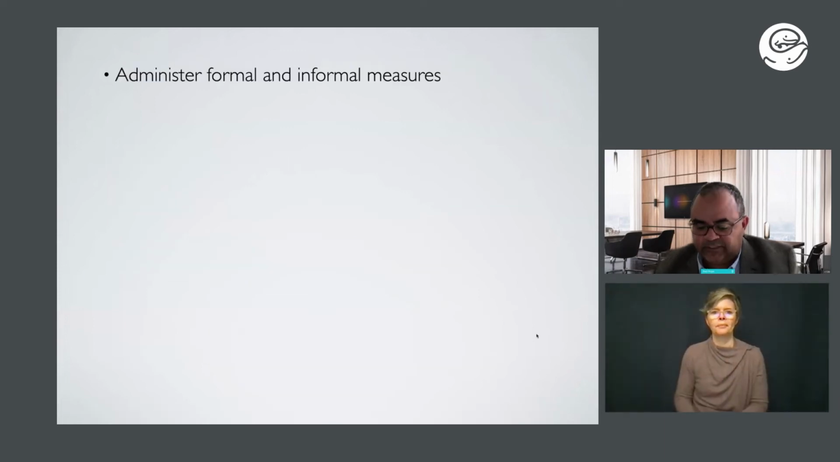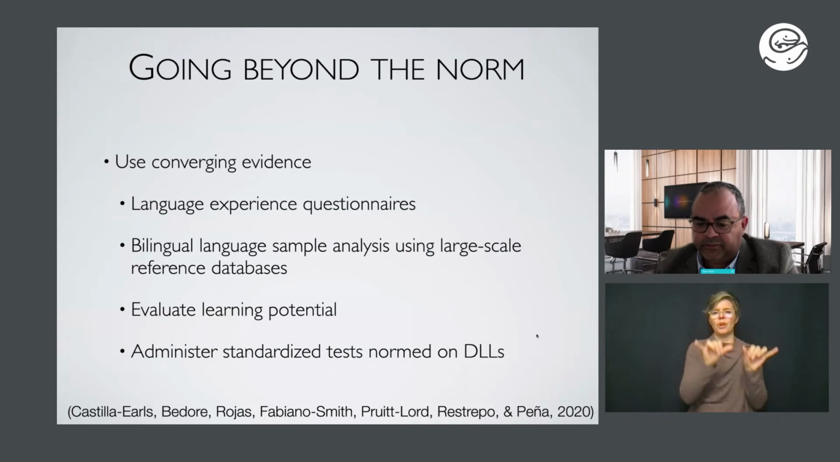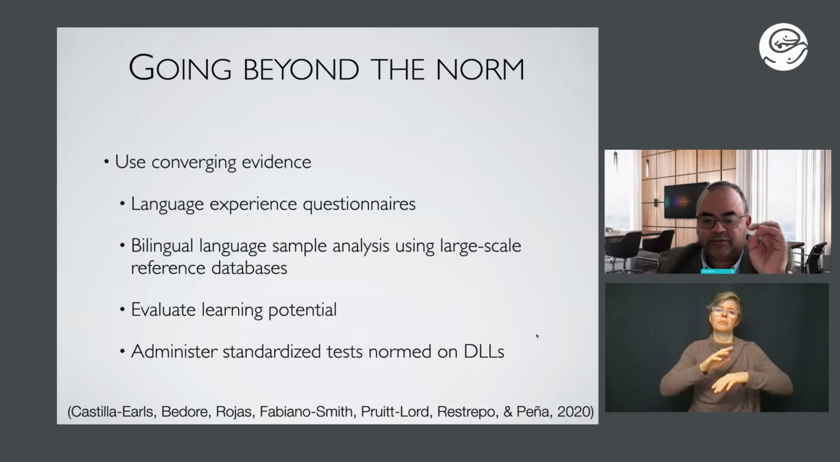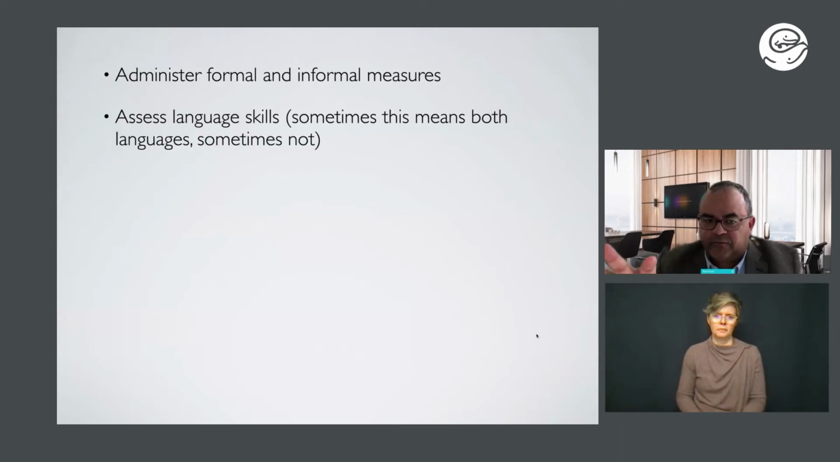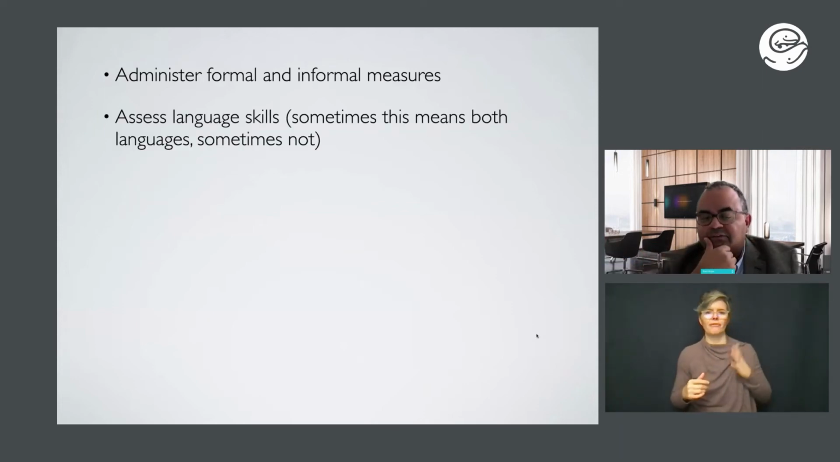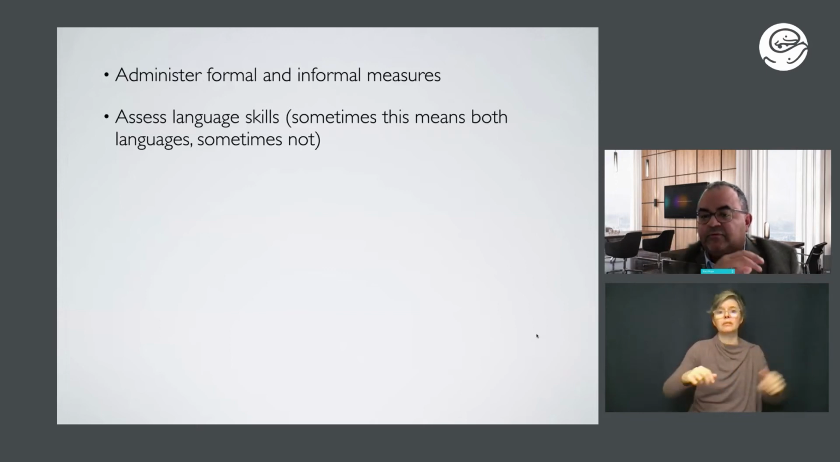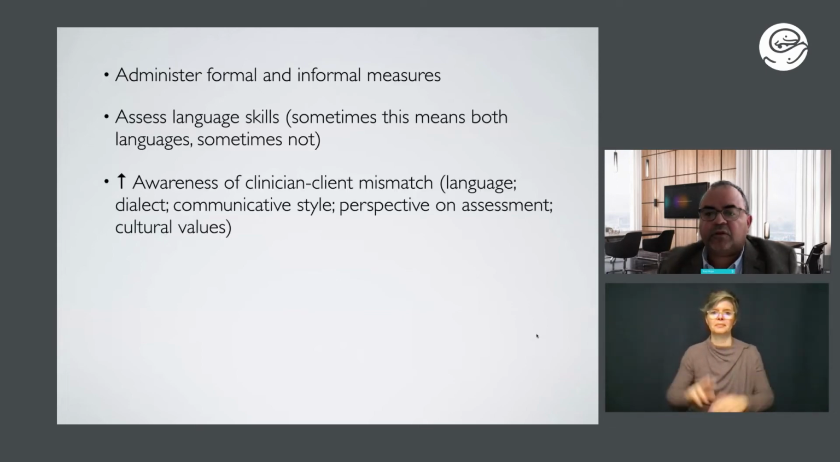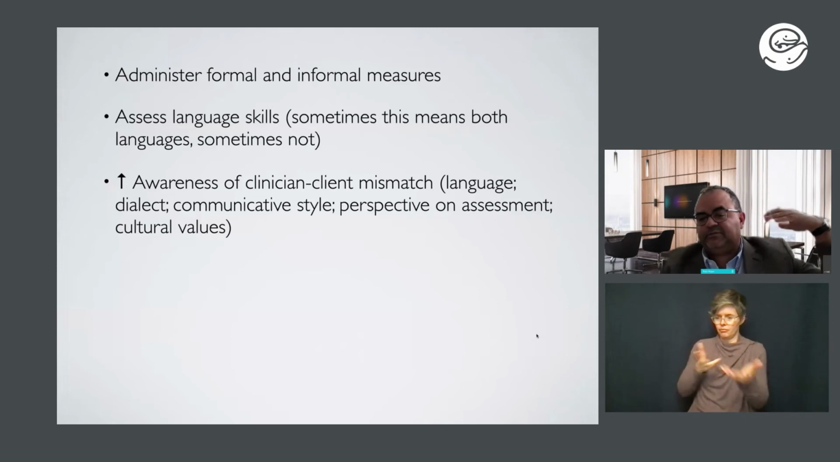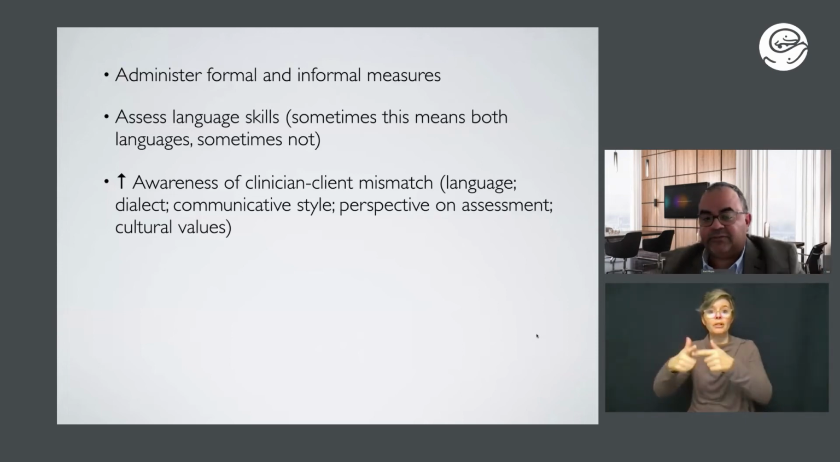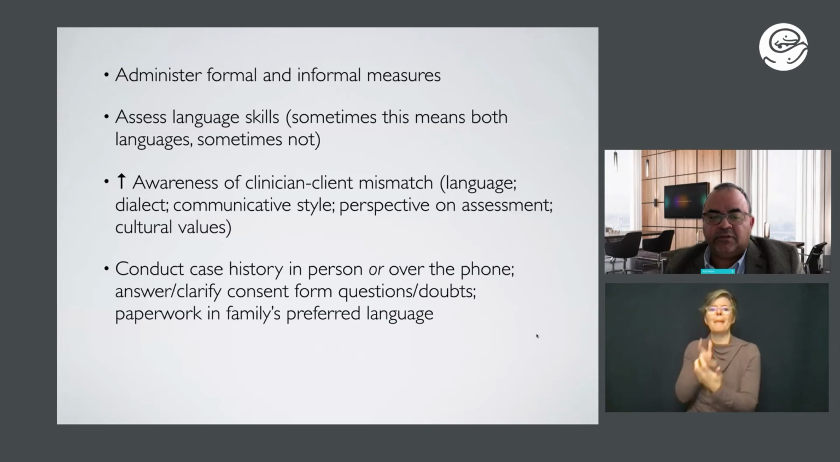And then the standardized testing, you want to make sure you're using tests ideally that are normed on dual language learners, and I'm aware that that's not always possible for all dual language learners, but whenever possible, you do want to do that. So yes, you can administer both formal and informal measures. You can assess these language skills. I've already talked about this. That means sometimes you'll assess both language skills, and sometimes you don't, right? You always want to be aware, is there a mismatch between the languages that I speak and the language that this kid speaks? Is there a mismatch in terms of the dialect that I speak and the dialect this kid speaks, right? So you always want to be aware of some of these mismatches, right?